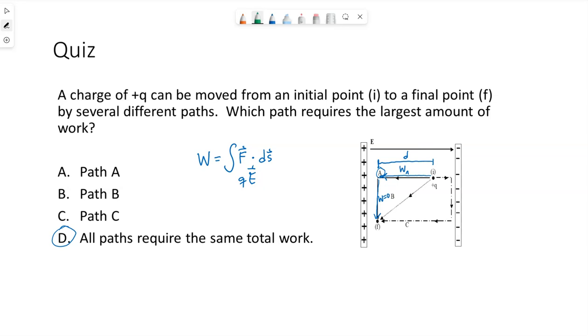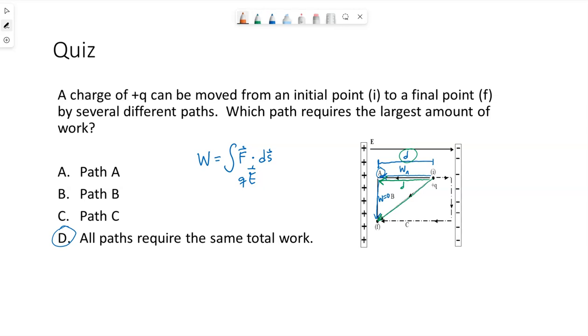Path B, the middle one, we're just going straight to initial and final. But in terms of components, we only care about this component, D, the one that's parallel to the first leg of A. That's what the dot product is doing, multiplying the components of the force that's parallel to the displacement. So for path B, since we're still moving the charge the same distance D parallel to the electric field, it's requiring the same amount of work.